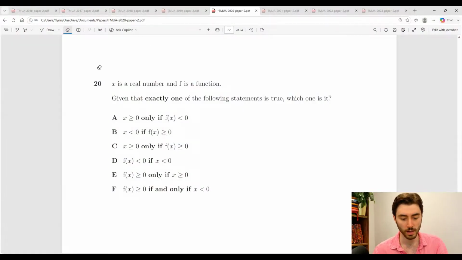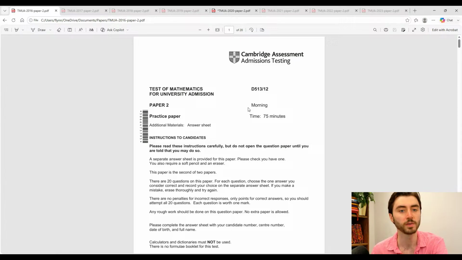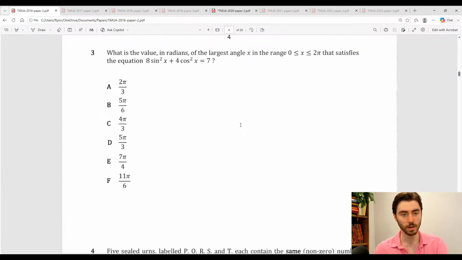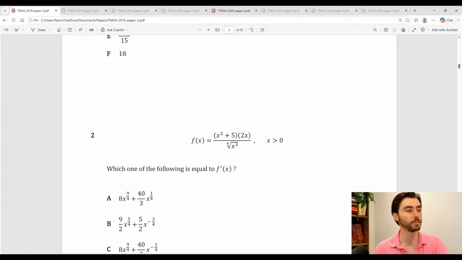So let me switch screens for a second. We're going to do not the entire screen, we're going to do this window instead. Let's take it from, so there's just a few easier ones. So 2016.